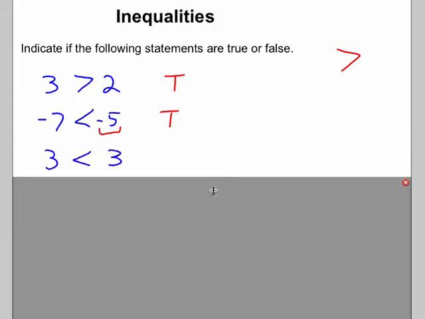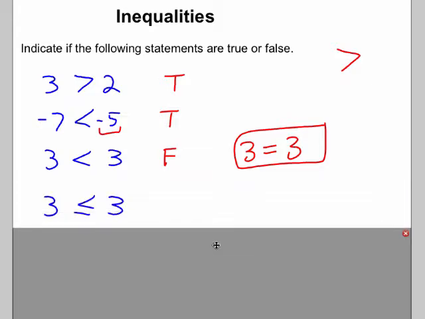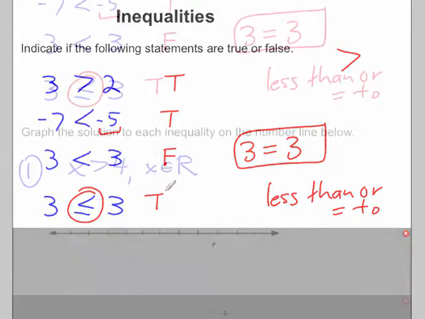Alright, next statement, we have 3, and 3 is equal to 3, but we have here a less than sign. Is 3 less than 3? Well, no, it's not, so that's false, because we know that 3 is equal to 3. Now I bring that up because we're going to start seeing things like this: 3, a less than sign, and then a line under that. And this symbol means less than or equal to. And in this case, since 3 is equal to 3, this is a true statement.